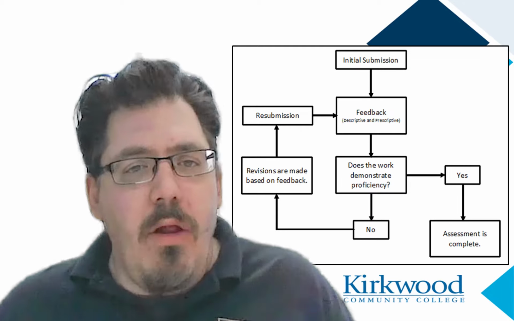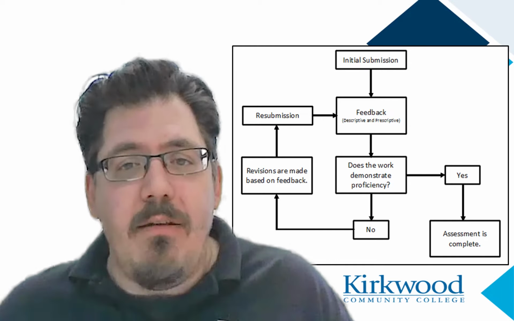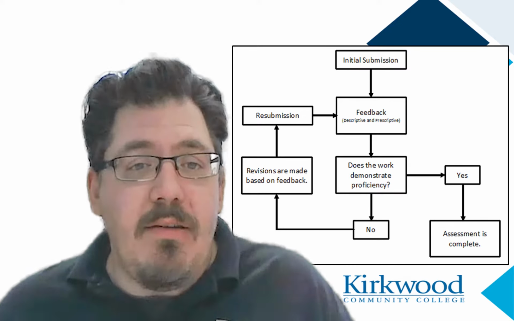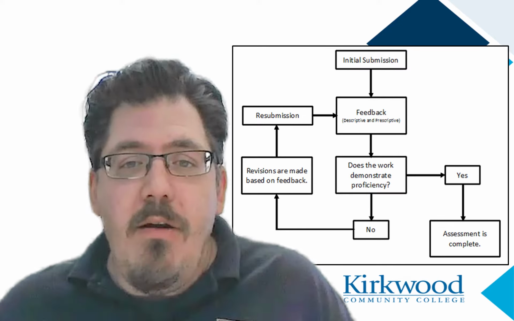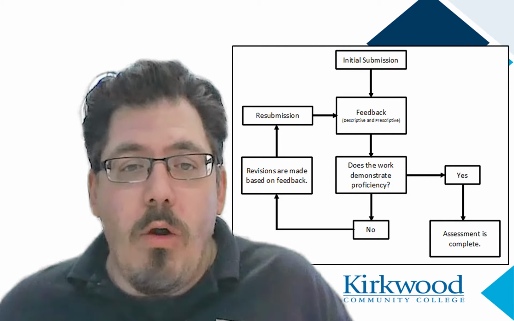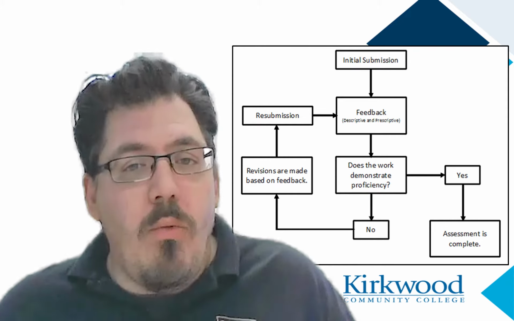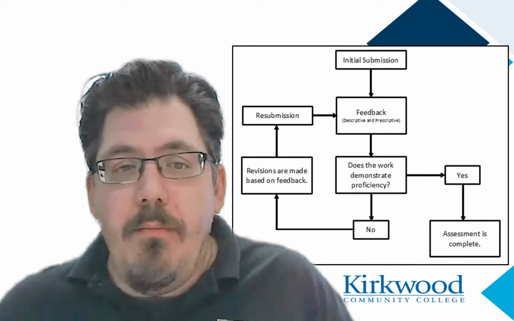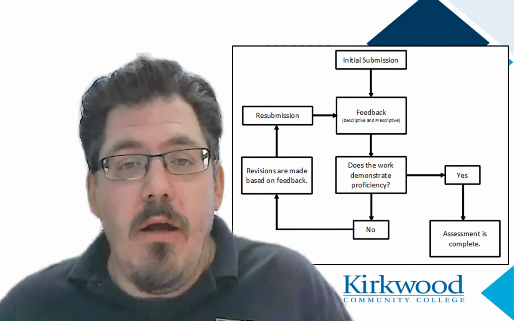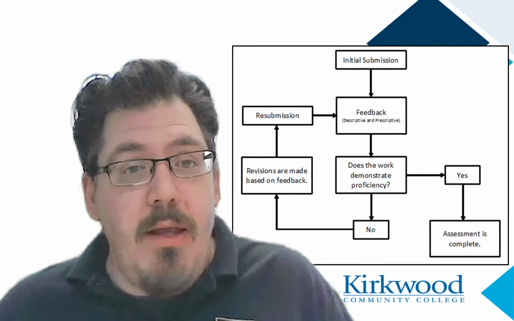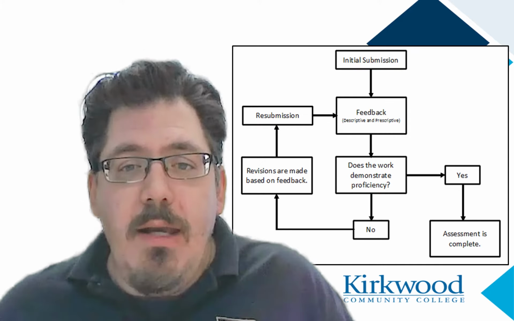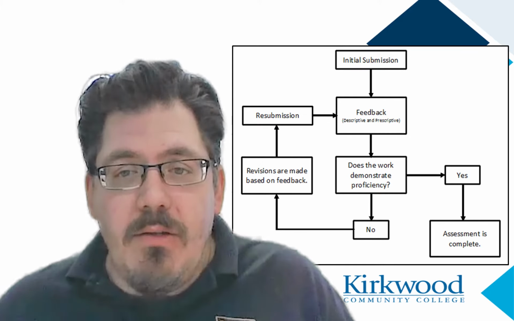On the screen is a flow chart illustrating the submission process and the feedback cycle. As you can see, a student initially submits an assessment artifact. The facilitator then evaluates the work, provides feedback on the work, and determines whether or not the work meets proficiency. If the work is proficient, the assessment is complete. If the work is not proficient, then the student is required to revisit the learning, revise the submission, and resubmit the assessment artifact. This process repeats until the work is deemed proficient and the assessment is complete.